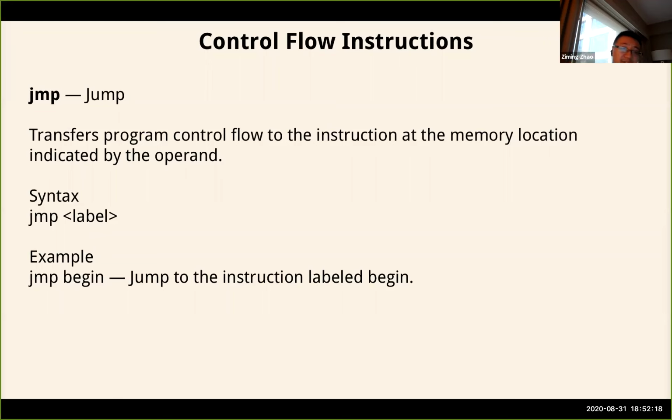For example, we have this jump instruction, which basically transfers program control flow to the instruction at the memory location indicated by that operand. So we can specify an address, or we can use a label. So let's do a jump begin. Then basically we are setting the EIP to that location. Just that simple. We're jumping there.